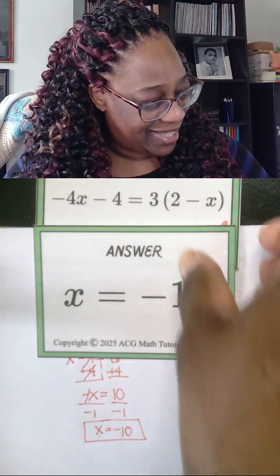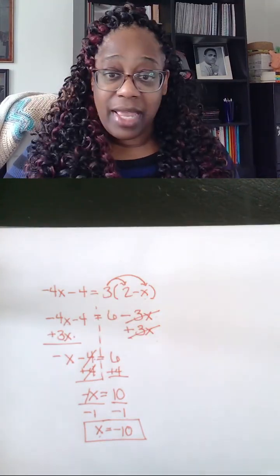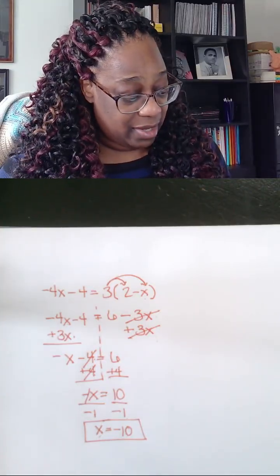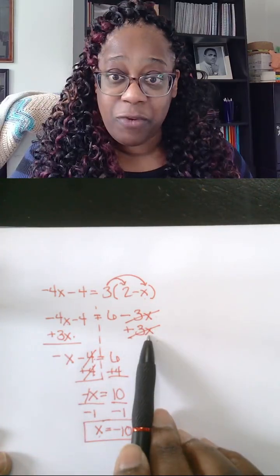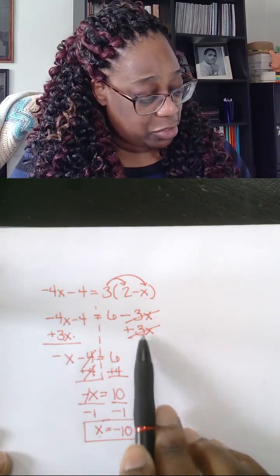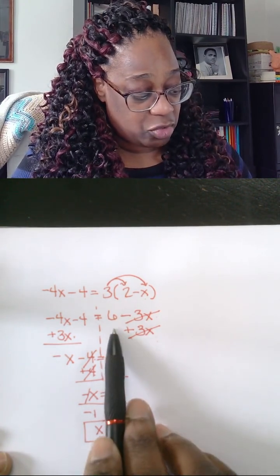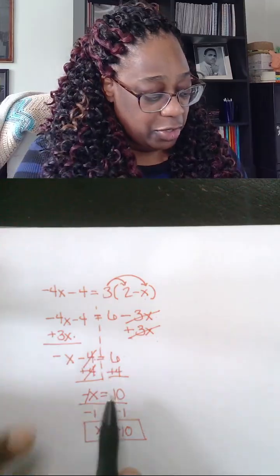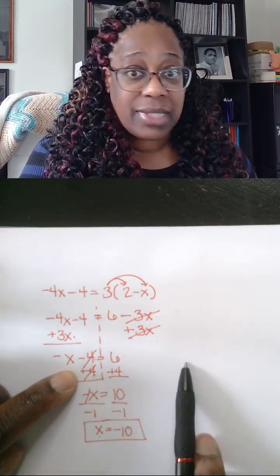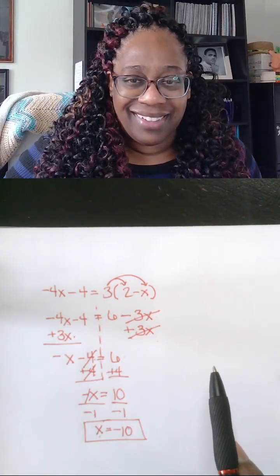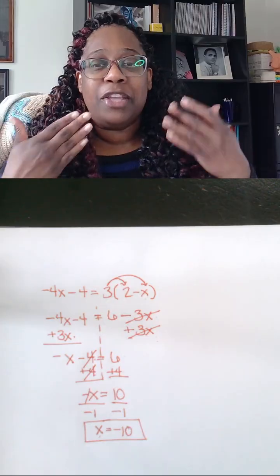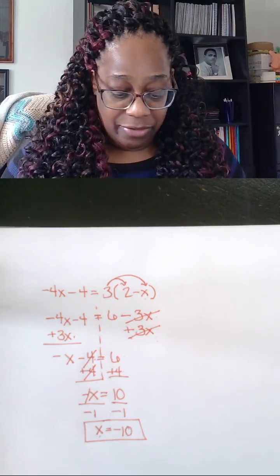Good. Nice. Now, if you decided when you got to this part here to add 4x to this side, that means your x is going to be over here, and you subtracted a 6, you're going to get negative 10 equals x. Boom. Answer. Done. So you see that you're going to get the same answer either way.